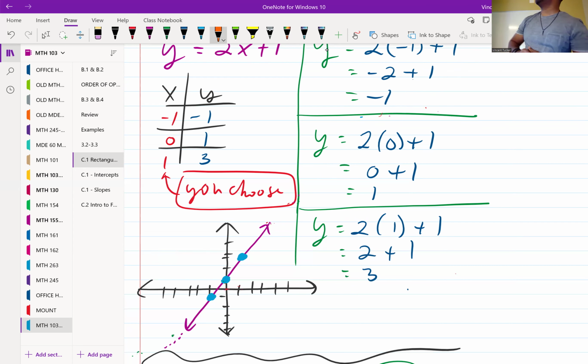Questions? Any questions? Make sure we're all right. That's the foundation of graphing, whether it be a line or any equation. It's the foundation of it. You'll be able to choose some X values, plug them in, find the corresponding Y. That's a question? Yeah, for sure.